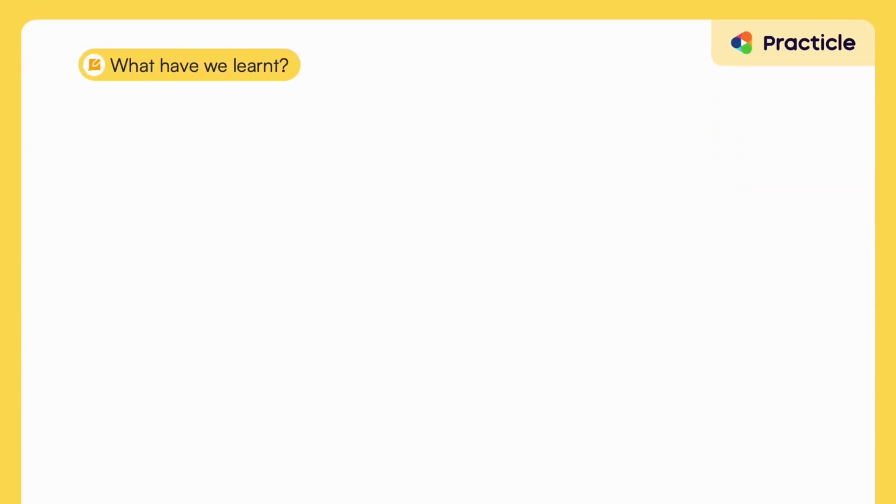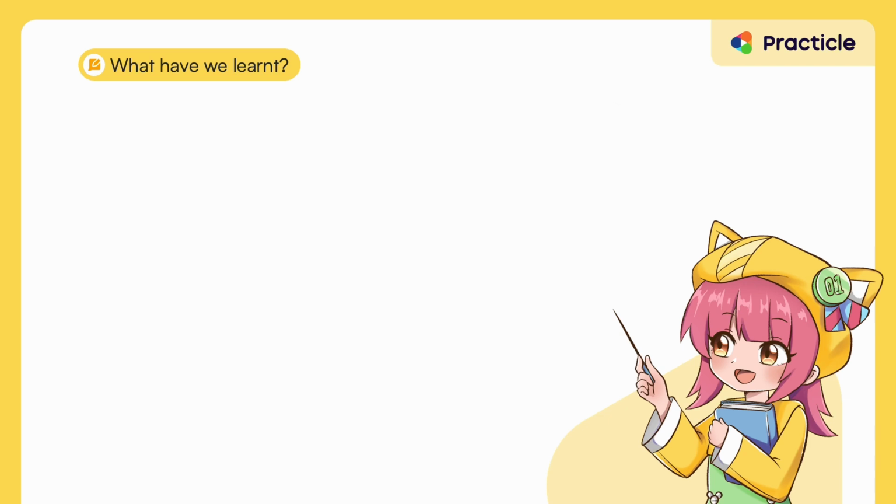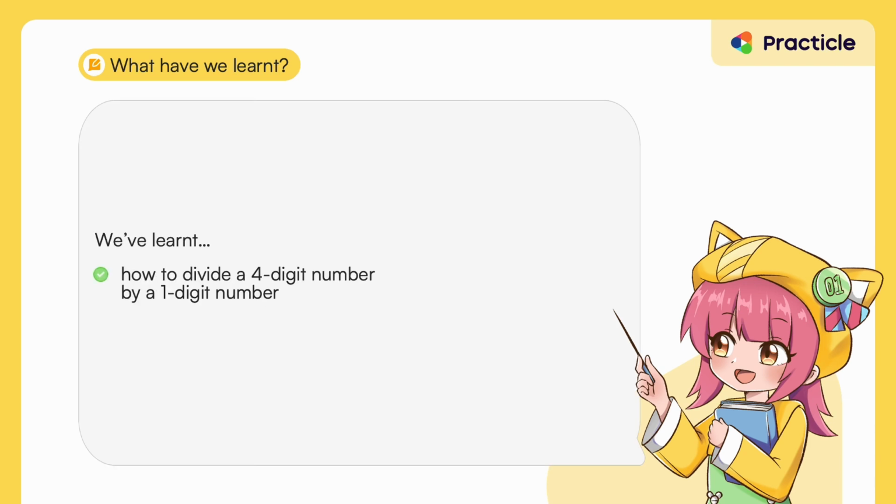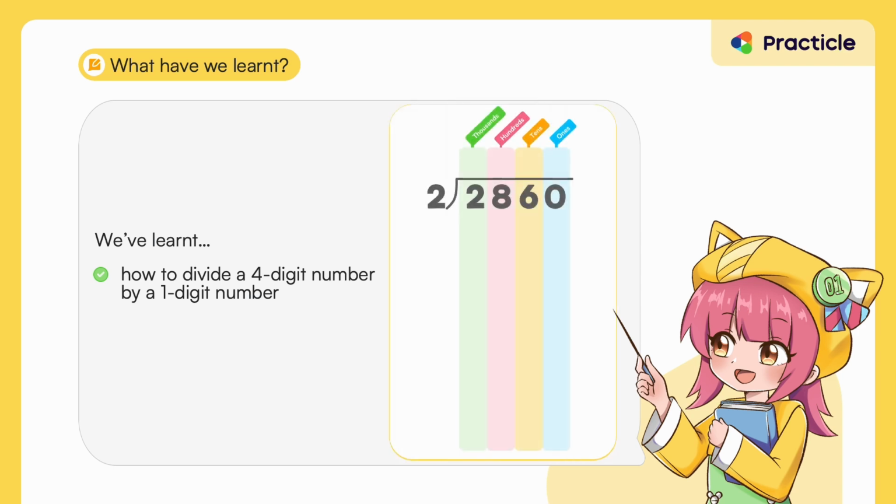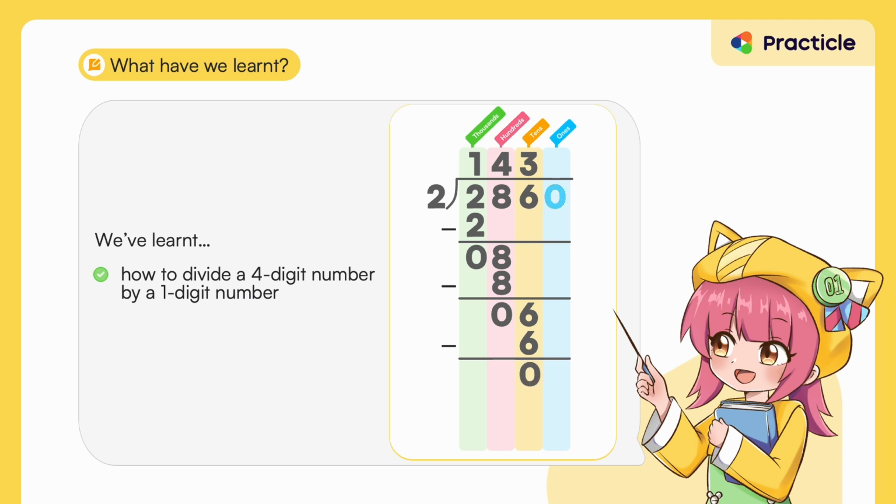What have we learned? We've learned how to divide a 4-digit number by a 1-digit number. We divide the thousands first, followed by the hundreds, the tens, and the ones.